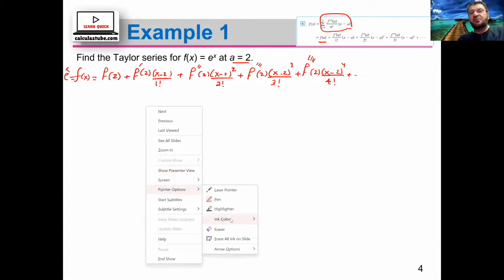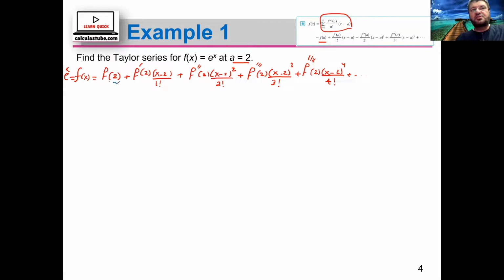The things that we have to find are the constants. So I need to know what's f of 2, and we have to find f prime of 2 over 1 factorial, etc. So we have to find those numbers. So all you have to do now is to focus on those values. So let's start with f of 2.